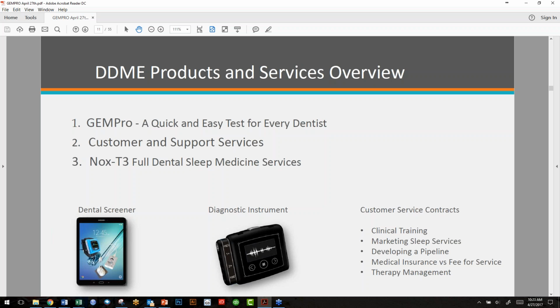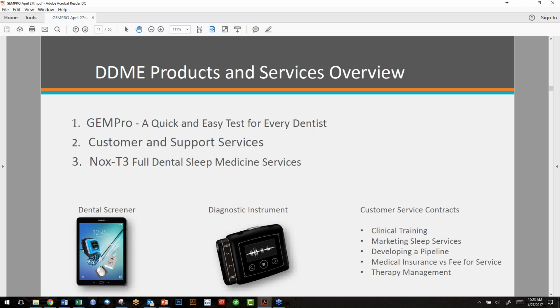Number two, customer support and services. We know that to sell a thing is the easy part. To be able to use the thing effectively and help your practice, that's the hard part. So we offer service over time. Our relationship starts when you buy a system. It's not over. We do have customer service agreements or contracts that have all kinds of benefits.